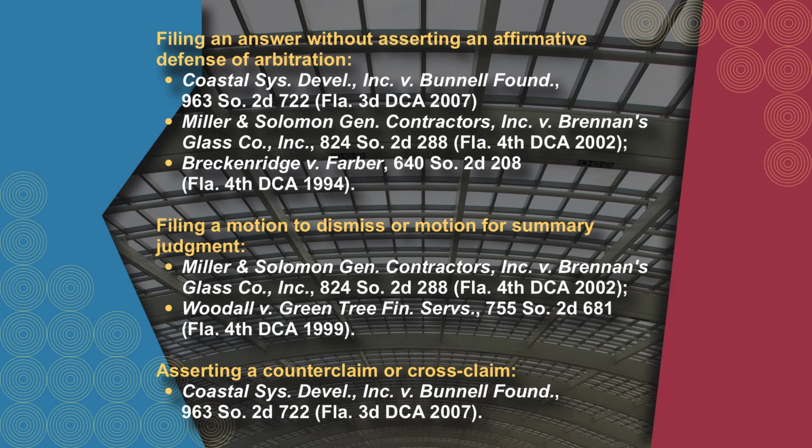Are there any other types of filings that may result in waiver? Some other examples where Florida courts have found waiver are the filing of a motion to dismiss or motion for summary judgment, for example, in response to the plaintiff's complaint without asserting or demanding a right to arbitration. Also, the filing of a cross-claim or a third-party complaint have been held sufficient to establish waiver in those situations as well.